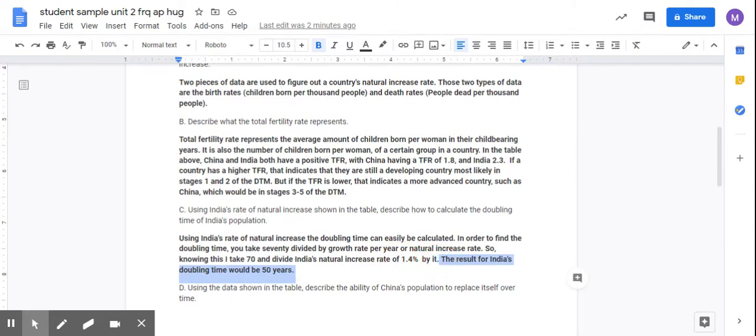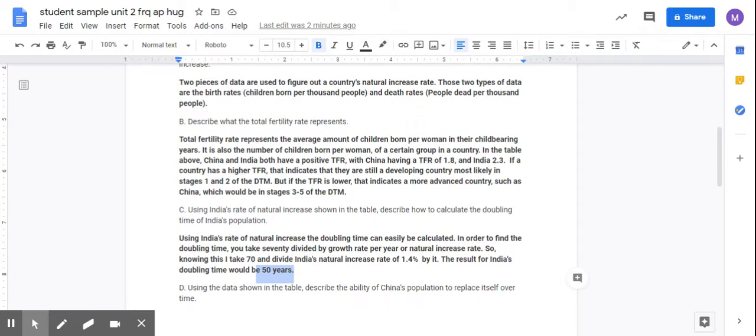Okay? So some of you only provided the equation, and I didn't think that was enough. We're looking for not only the equation, but you want to show us how to use the equation by providing us an answer. 70 divided by 1.4 would be 50 years.